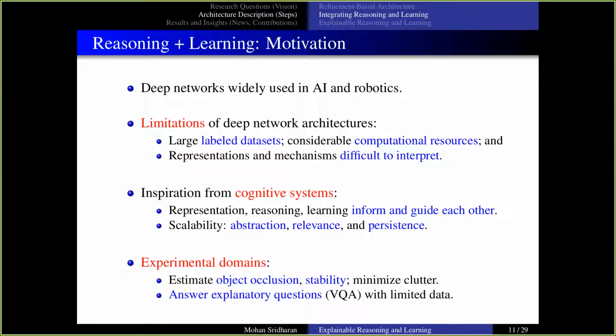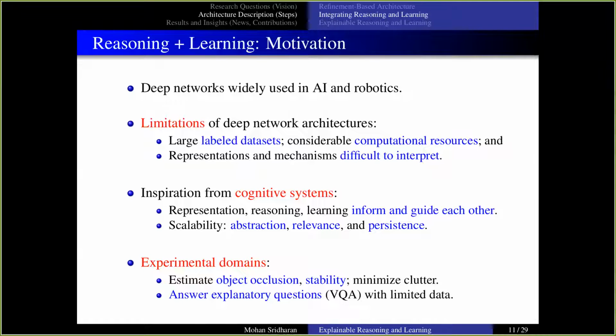So then we said, okay, we care about knowing what the system is doing. Can we take inspiration again from the cognitive systems? We are already representing and reasoning jointly. So can we also start learning and have them inform and guide each other, such that learning is driven by the reasoning, and learning gives back knowledge to the reasoning system? And we want to achieve scalability by once again looking at notions of abstraction and what is relevant and what needs to persist over time.